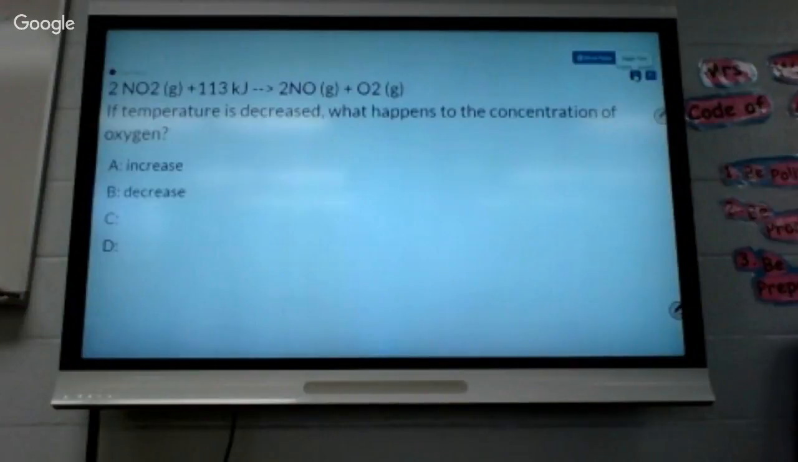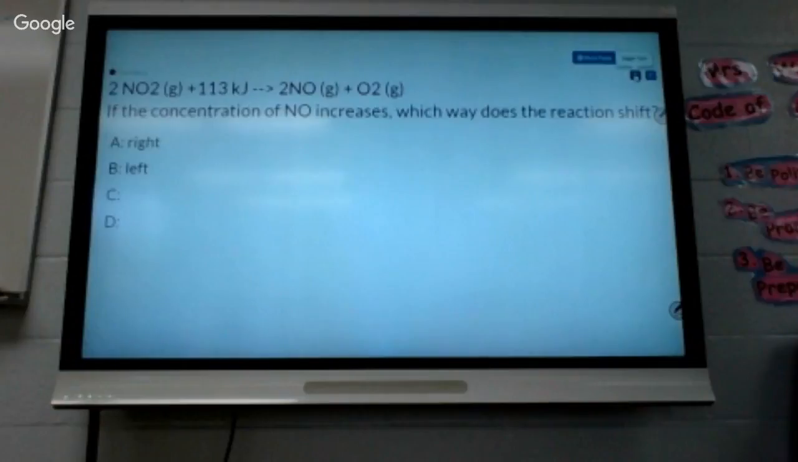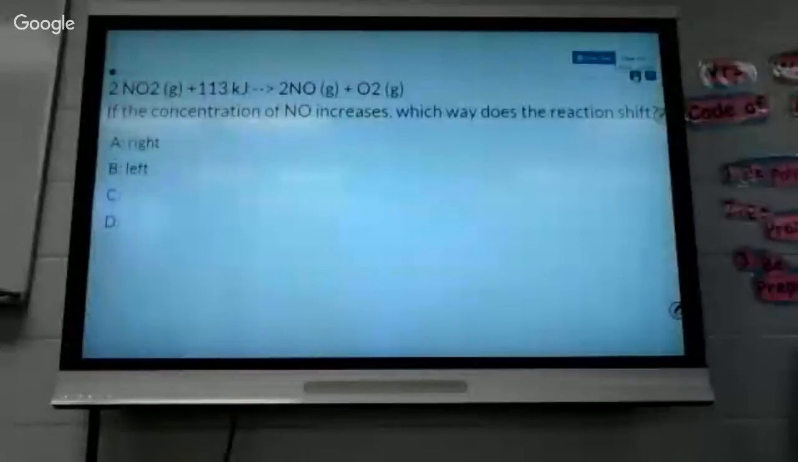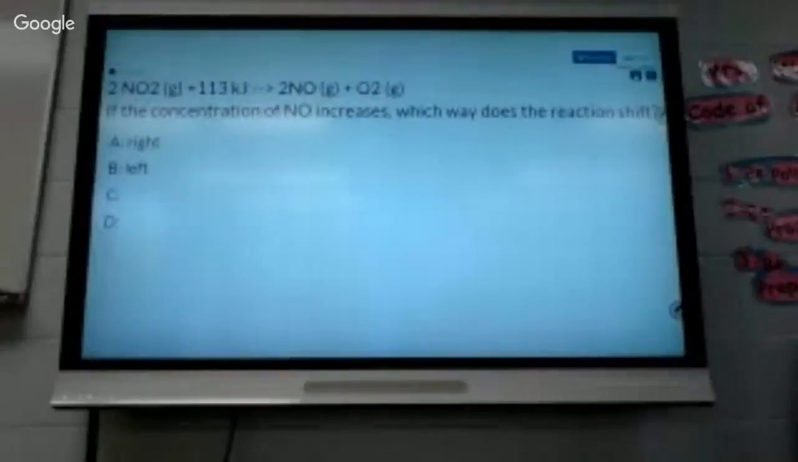All right, last one. The concentration of O increases. Which way does the reaction shift? Last question. Which way does it shift?